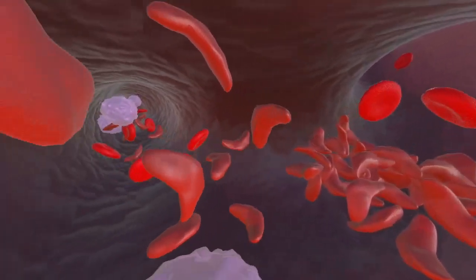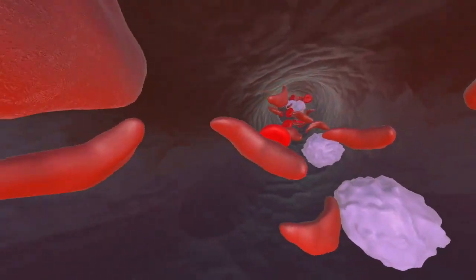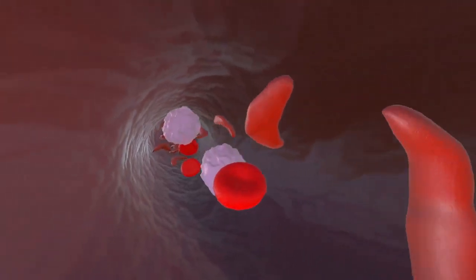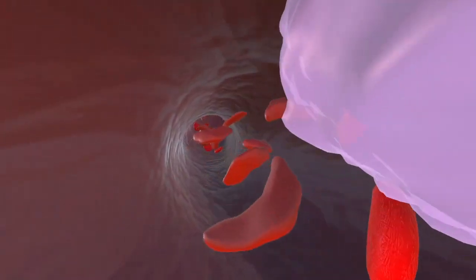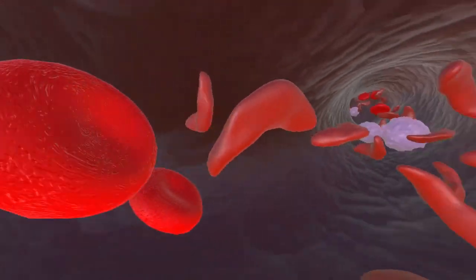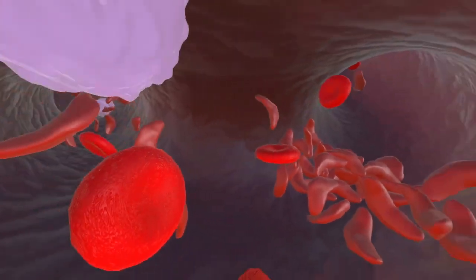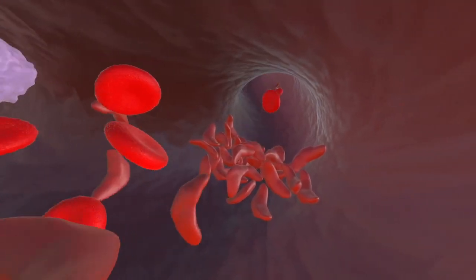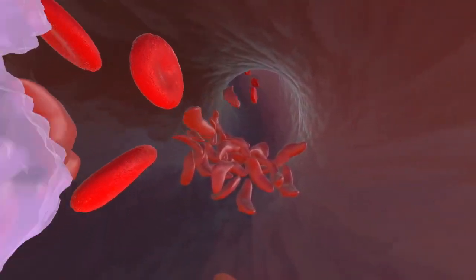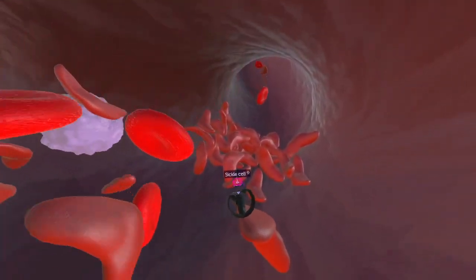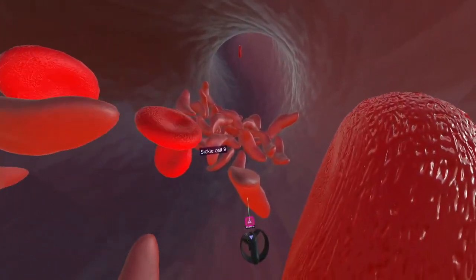So this is also a cool environment where you can turn all the way around and see the blood coming from behind you. It's kind of wild to see the cells moving towards you. So now let's look into one of these sickled cells and see what's going on. We can go into this one right in front of us.